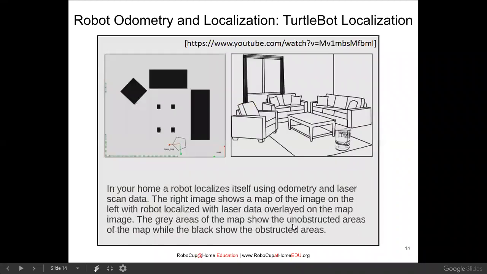Okay, so we are done with the odometry concept. Now you know odometry, and you know how we can estimate the distance traveled by the robots over time. The next concept that you need to know is localization.